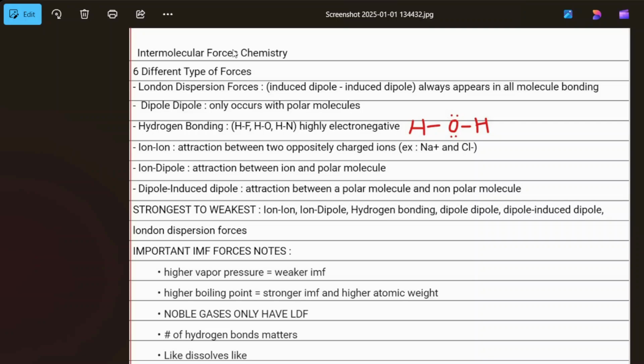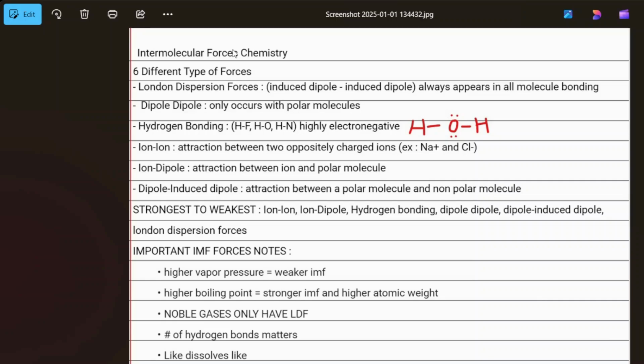So, London dispersion forces, they're also known as van der Waals force and induced dipole forces. And these forces, you just have to know that they appear in all molecule bonding. Doesn't matter what type of molecule it is, it's always going to be appearing. However, dipole-dipole is kind of like the opposite because it only occurs with polar molecules. So if you have a non-polar molecule, you will not see dipole-dipole. For polar molecules, you will 100% see dipole-dipole.